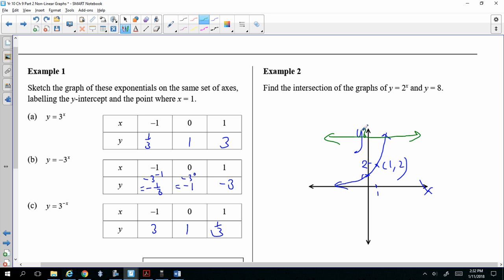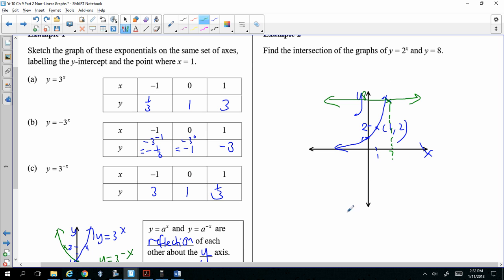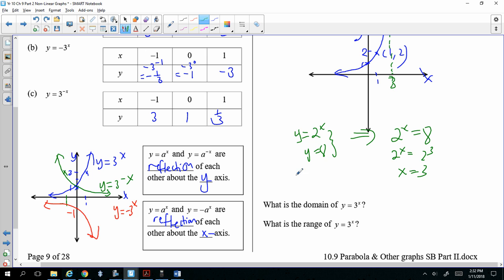To find out where they cross, you make them equal. y equals 2 to the power x, y equals 8. To solve it simultaneously, you write 2 to the power x equals 8. 8 is 2 to the power 3, so x equals 3. So we cross at 3, and the y value will be 8. So that's the point of intersection, (3, 8).